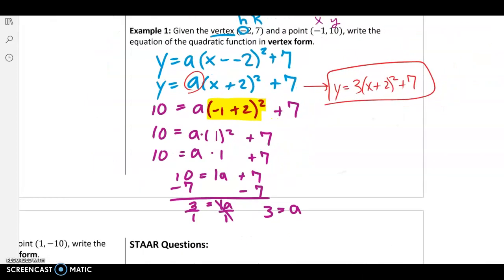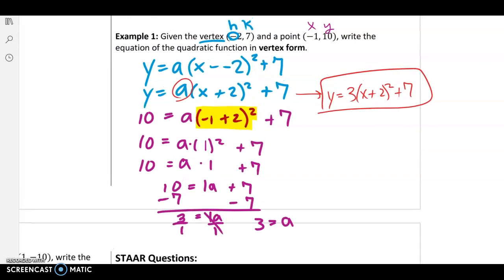So let's look at the problem as a whole. There it is. We started out by replacing h and k, the vertex, and then to find a, we plugged in the x and the y of the other point in for x and y. And then we solved. We simplified it as much as possible and tried to get a by itself and solve for the letter a. We found out that a was 3. And we went back to the second step here and replaced a with 3. And there's our equation in vertex form. So go ahead and pause the video and try example 2.